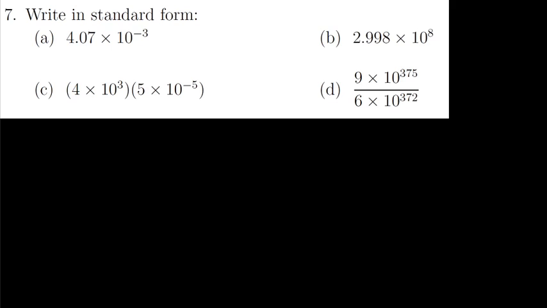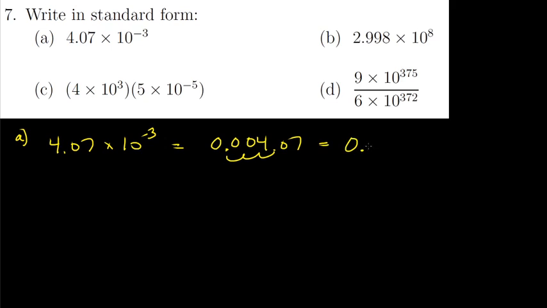Right, so number 7, you're just going the other way, right? We have this 4.07 times 10 to the negative 3. So this is going to be a small number. So we're going to move the decimal to the left 1, 2, 3 spaces. And that means we need 2 more zeros in front of the 4. And I like to put a 0 in front of the decimal. You don't have to, but it's helpful. 0.00407.